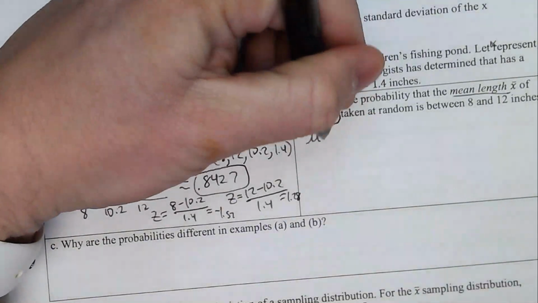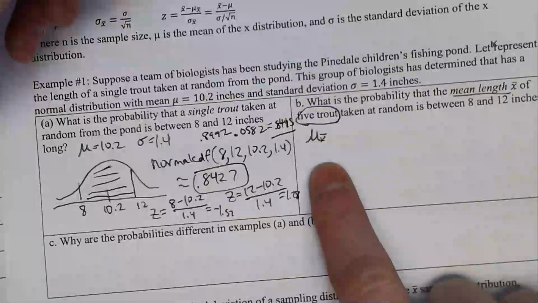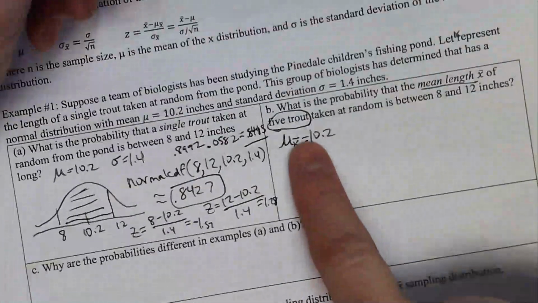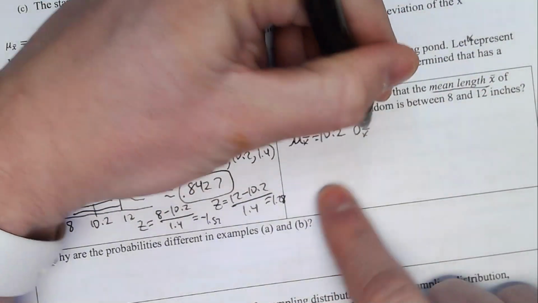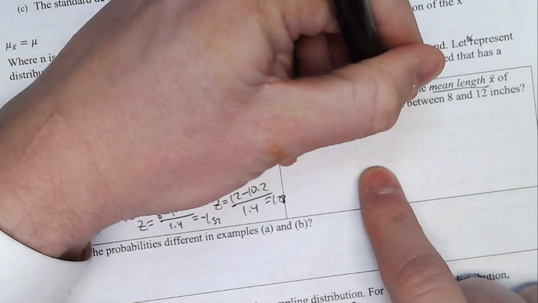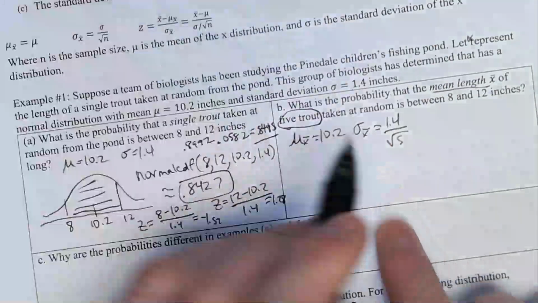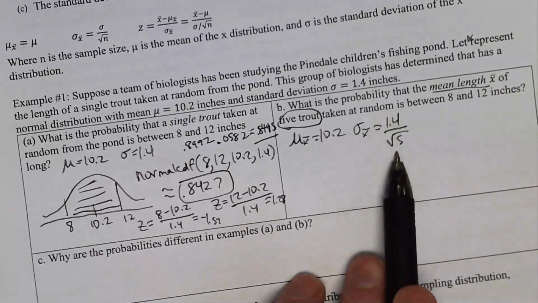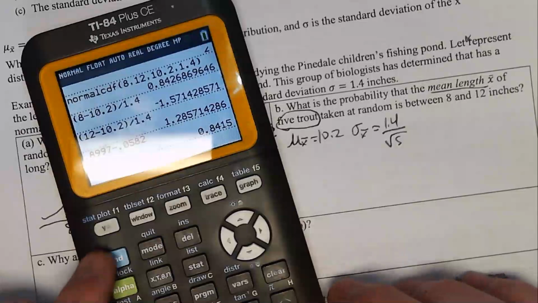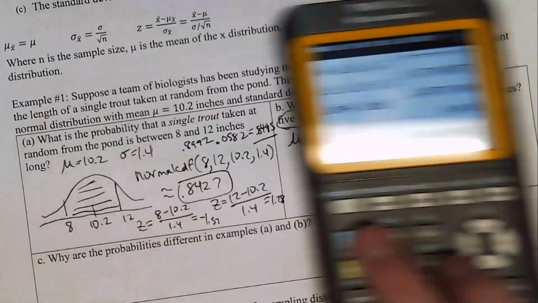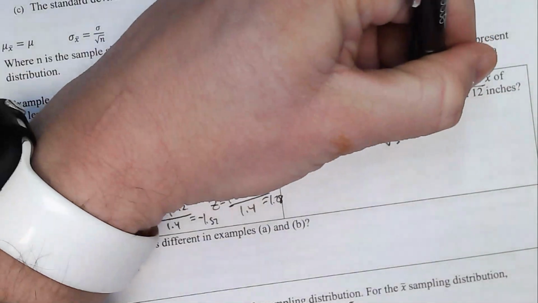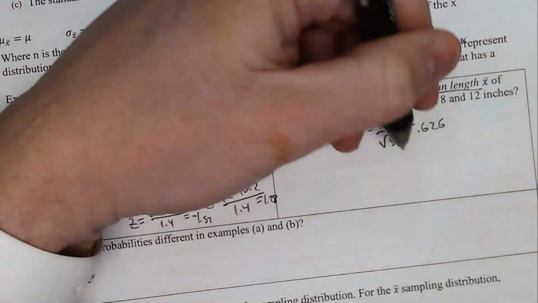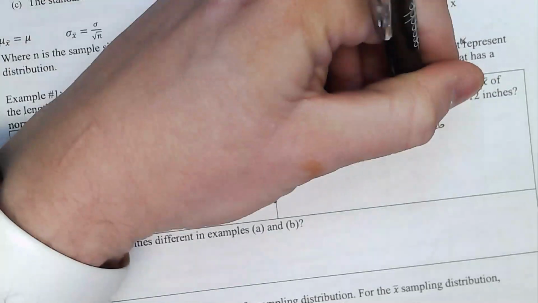Our mean of the sampling distribution, mu of x-bar, is equal to the same thing as the mean there. So the mean's going to be the same. But when we do more than 1 at a time, our standard deviation of the sampling distribution changes. So what do I do with that? I divide it by the square root of n. So basically the only thing that changes is you divide the standard deviation by the square root of n. So 1.4 divided by the square root of 5. Okay, so that's 0.626. And now you're going to do the same thing with these parameters.